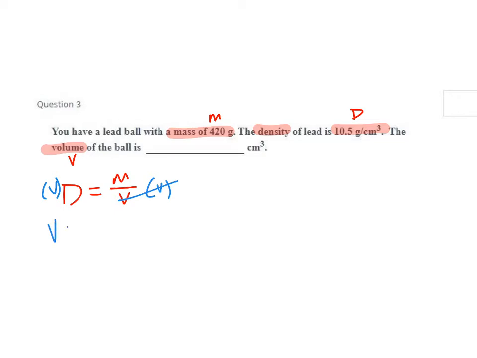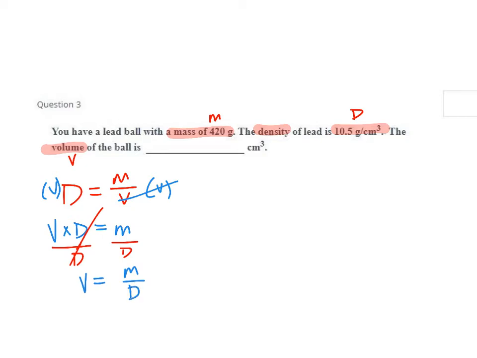So that gives me V times D equals M. But if I still want to get V by itself, then I have to do the opposite operation to get D to the other side. So when I divide by D on both sides, these D's cancel, and I'm left with V all by itself. And on the other side, I got mass divided by density.